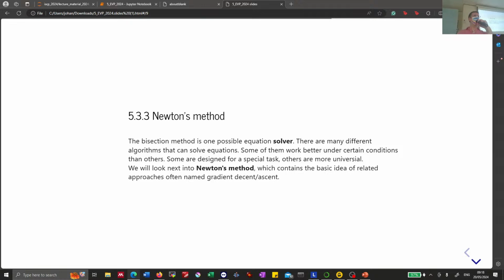Next, we're going to talk about Newton's method. Note that the bisection method is just one possible equation solver. There are many more equation solvers. In fact, you can come up with your own. However, some of them work better for some tasks, some of them work better for other tasks. So that is where we would normally put a benchmark, a comparison between the capability and limitations of different algorithms.